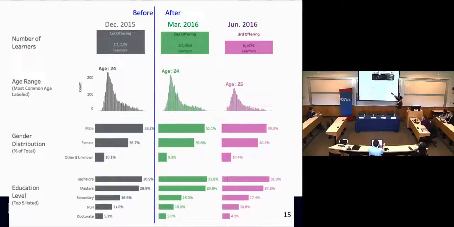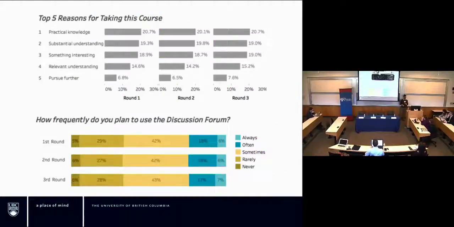These are the age of the students, the gender, education level. We see very similar demographics among the 3 runs. Furthermore, we asked them, what are your top reasons for taking this course? These are the top 5 reasons: practical knowledge, understanding, interesting, pursue further education. Again, we see very similar demographics along the 3 runs.